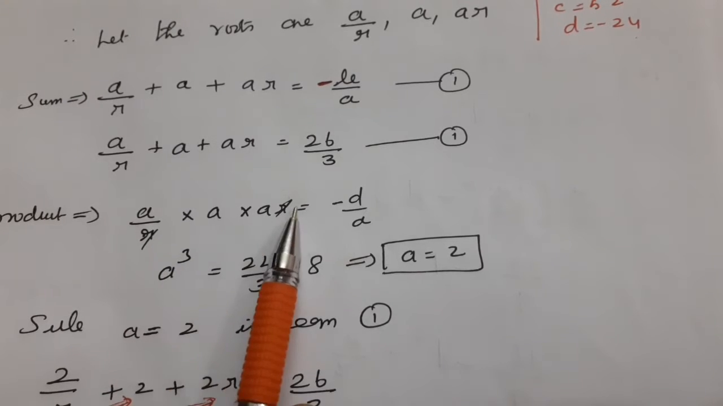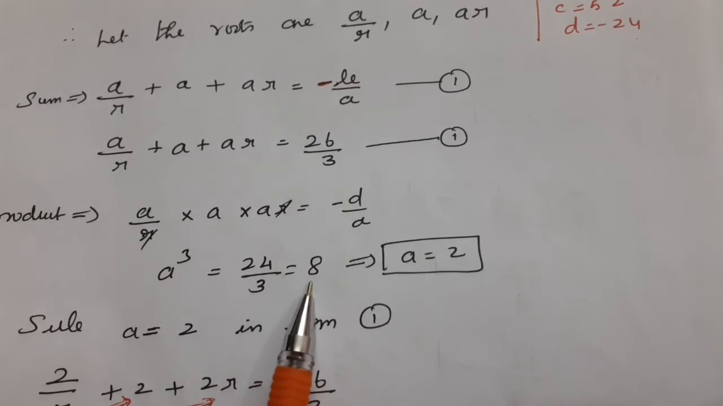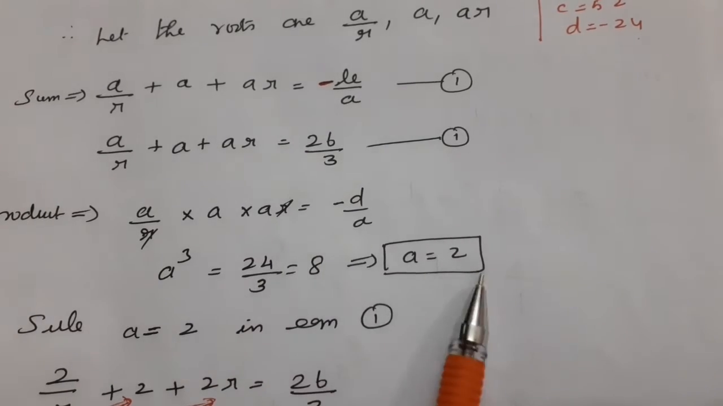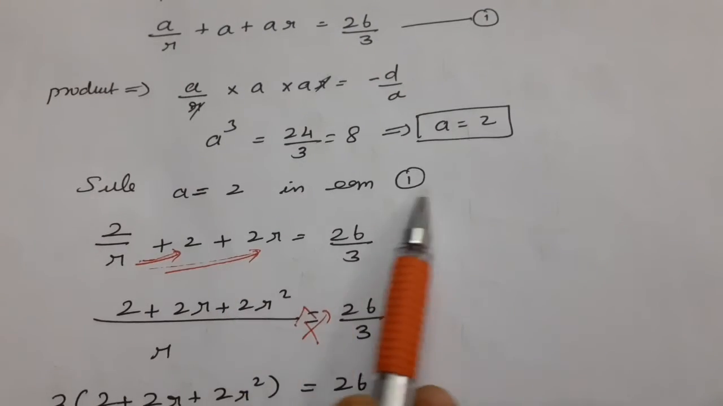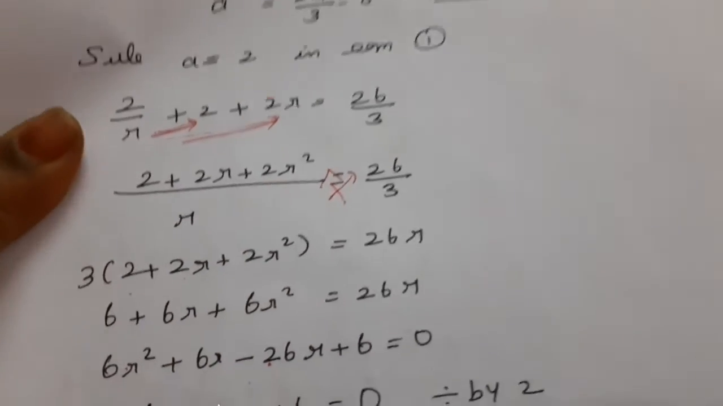A by r into a into ar, r cancelled. A cube equal to minus d by a is what? 24 by 3 equal to 8. A cube equal to 8, so a equal to 2. Substitute a equal to 2 in equation 1. After the simplification, we get a quadratic equation in terms of r.